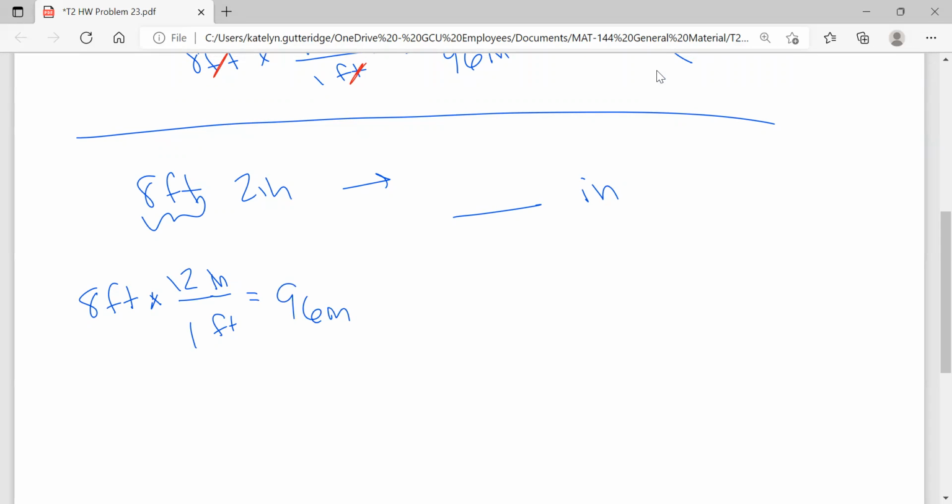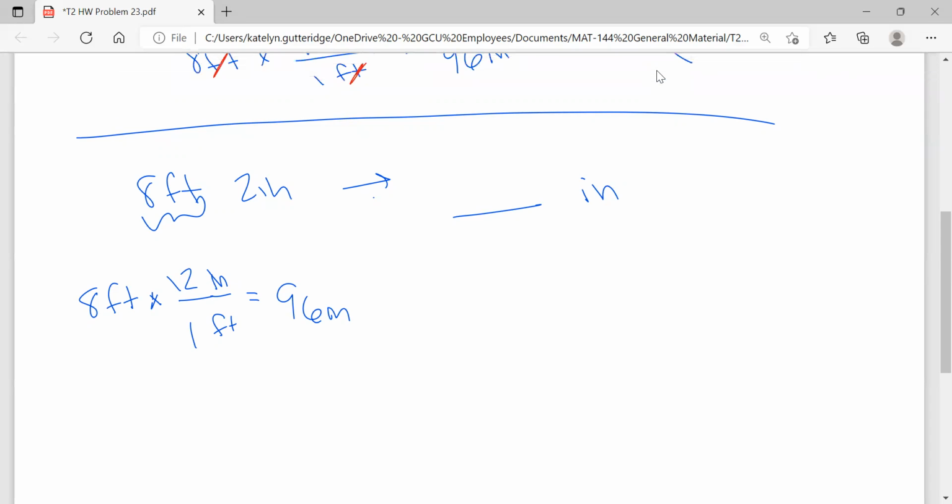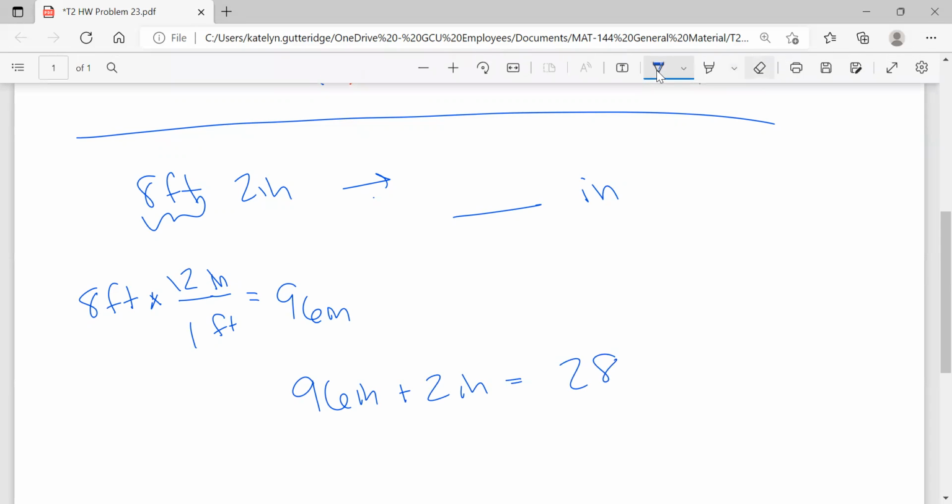This time, since we're trying to figure out the total number of inches without the feet, we're not trying to figure out how many inches are left over. We're trying to figure out the total number of inches. Here, we take that 96 inches we got for the 8 feet, add on that 2 inches, and that gives us the total. Excuse me, let me rewrite that. The total of 98 inches.